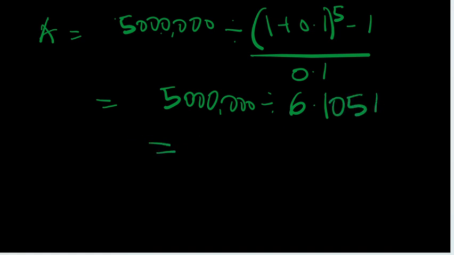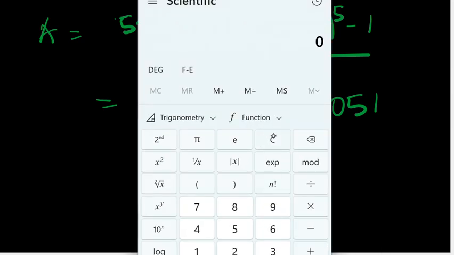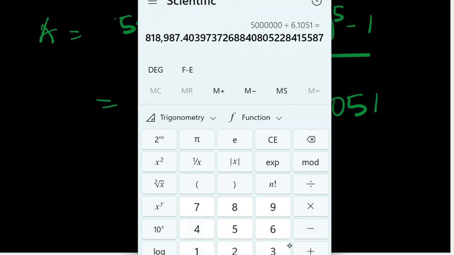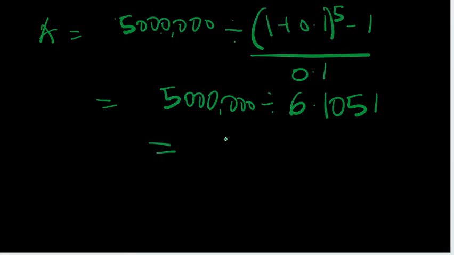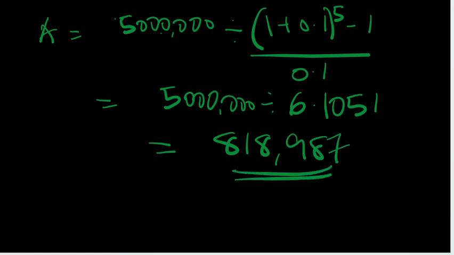So his annual deposits into this account therefore has to be 5 million divided by 6.1051. That is 818,987. That is what he has to deposit into this account annually if he is to raise the cost of 5 million, the cost of the house, which is 5 million.